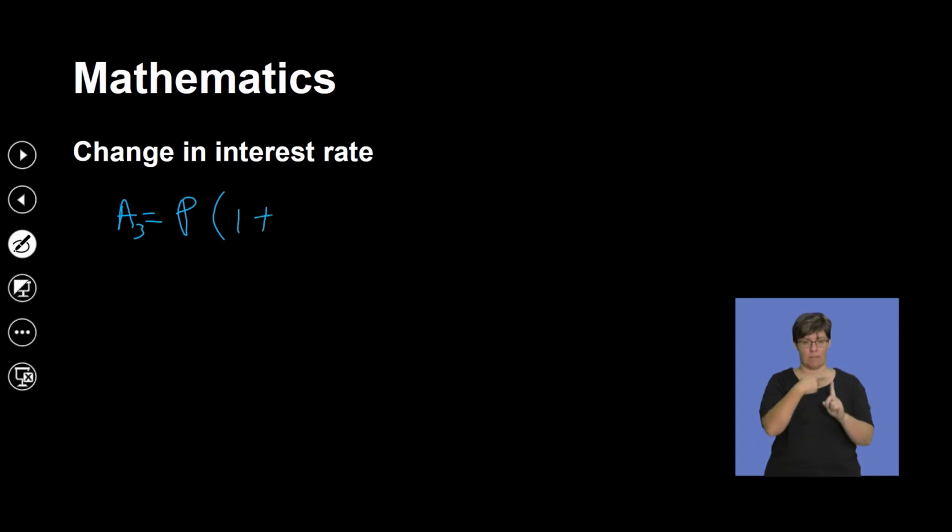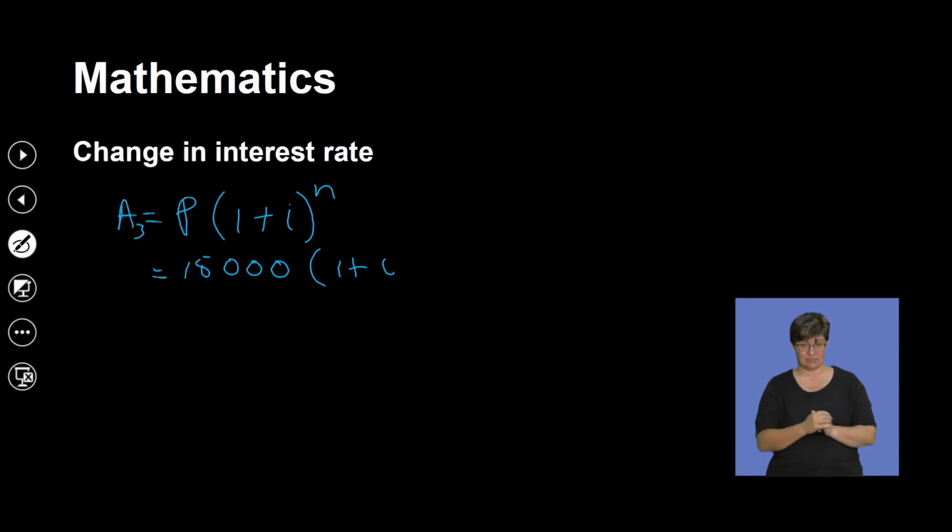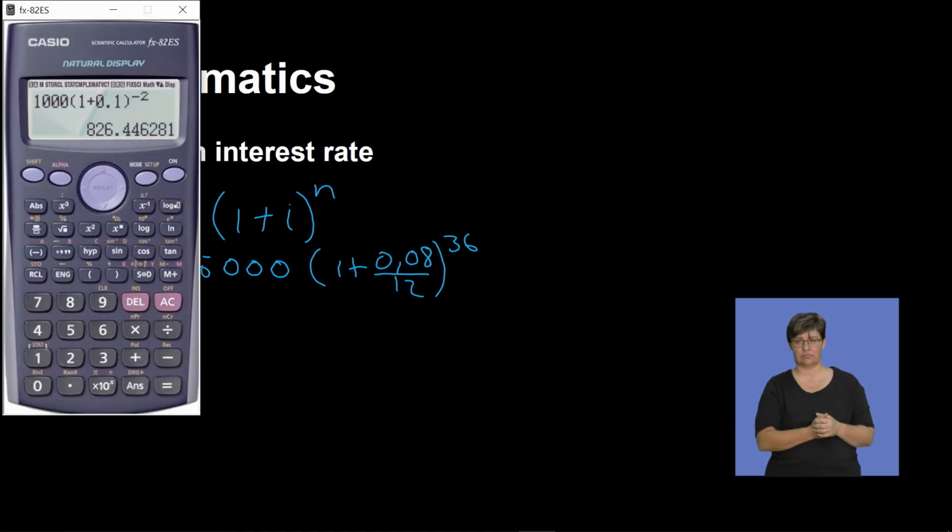So that is 1 plus i to the exponent of n. Therefore, remember that the amount that Sibusiso invested was 15,000. The i is 8%, which is 0.08, and this was on a monthly basis, to the exponent of 36. Then you find what that amount is. That's the first calculation, right? So let's just perform that calculation quickly.